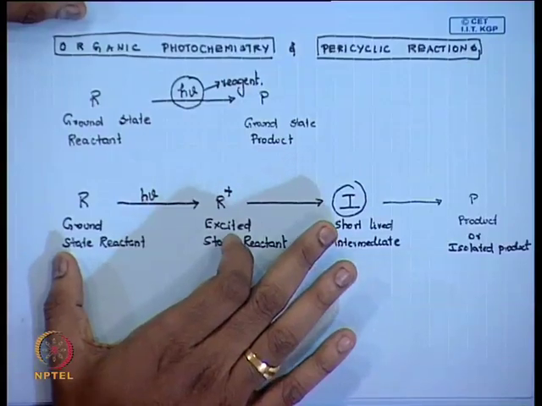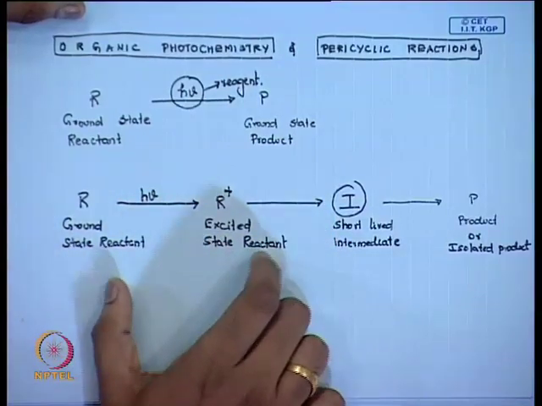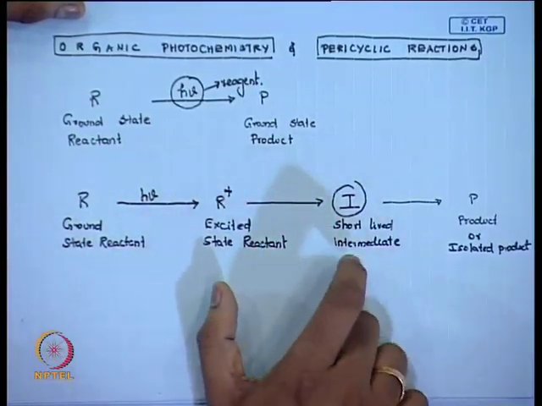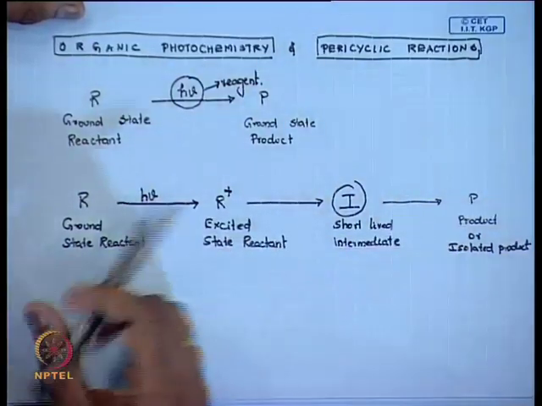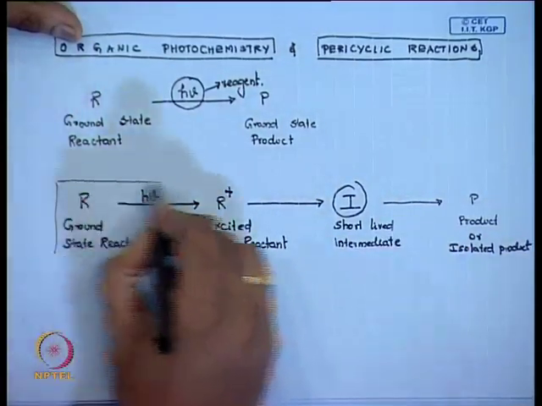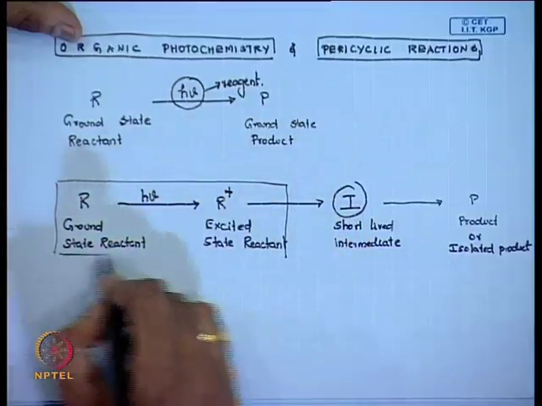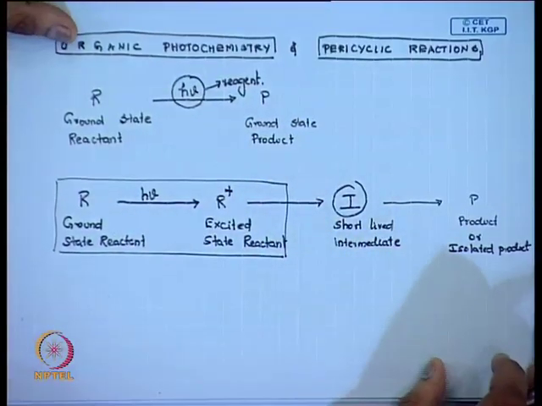Now, we will take each of these steps, like R to R star, and get into detail. Then we will try to understand how R star gets to I and finally I to P. So, we will start by understanding this step first, that is R to R star.